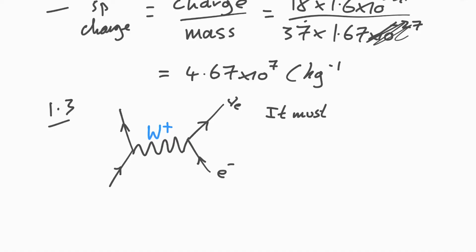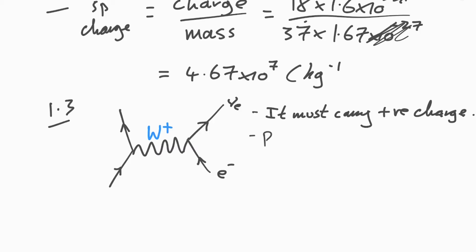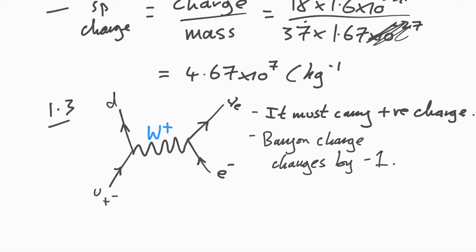It must carry positive charge. I'm going to have to make my pen thinner. Effect on baryon. Baryon charge decreases or changes. Let's say changes by -1. Because this W+ boson is taking away positive charge, as it were, that means that this quark is probably going to be an up quark turning into a down quark, isn't it? Because that's +2/3 going to -1/3 charge.